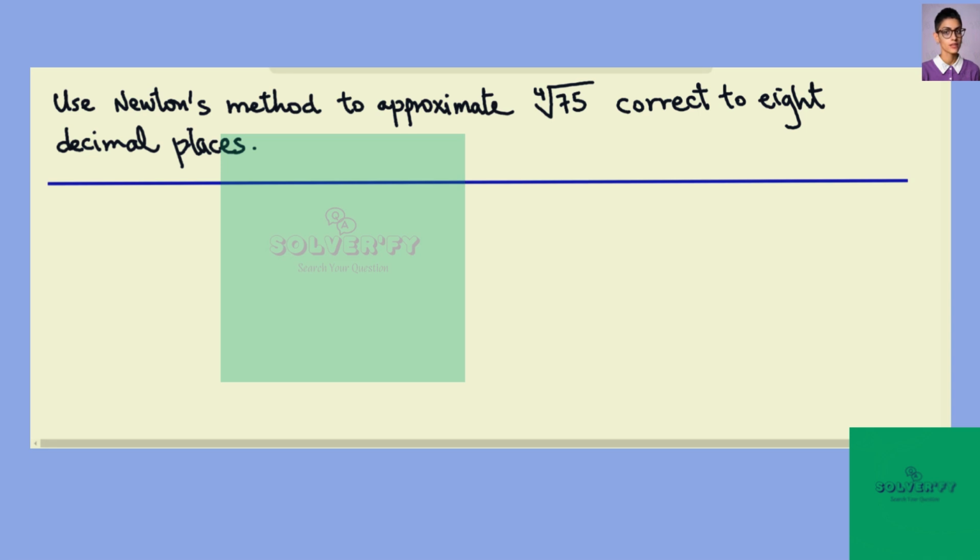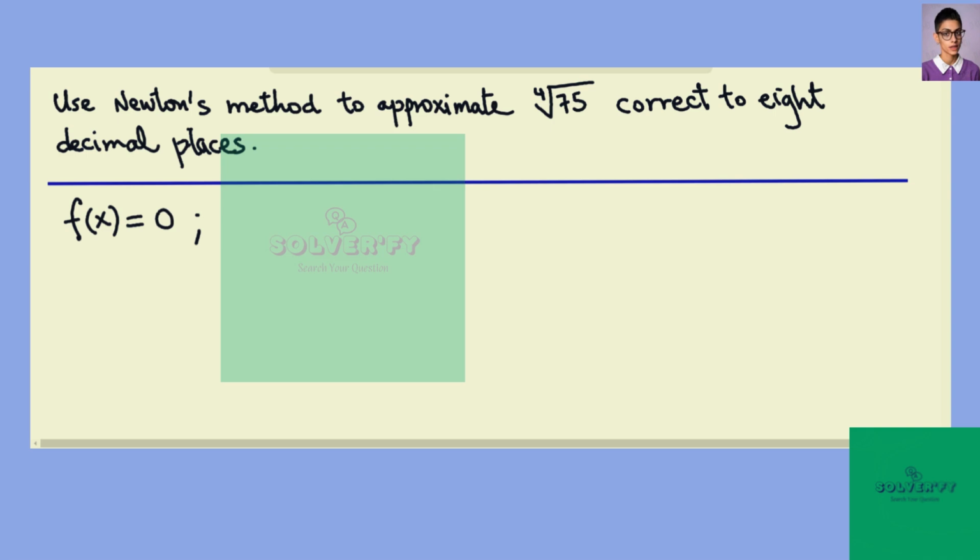Using Newton's method, we will approximate the fourth root of 75 correct to 8 decimal places. So remember, Newton's method is a method with which we calculate or approximate the root of a nonlinear equation of the form f of x equals 0, that is, a general nonlinear expression equated to 0, and this method helps us approximate solutions to this equation.